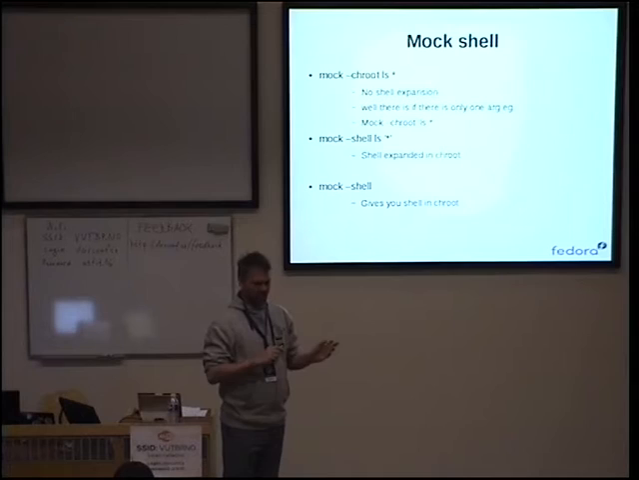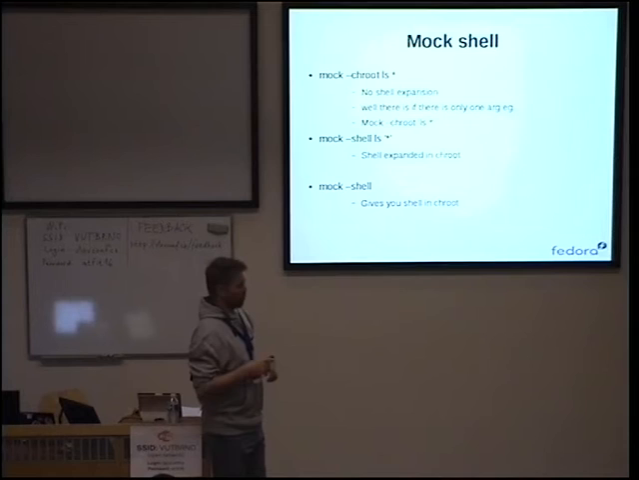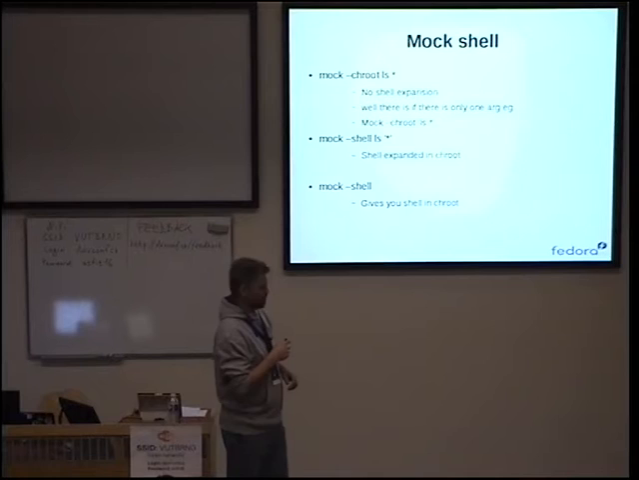So right now it behaves that root accepts parameters and does no shell expansion unless there is only one parameter, because of historical reasons, because people started yelling at me because it worked in the past and suddenly didn't work. So root doesn't expand the asterisk, while shell expands the asterisk inside of the root. Mock will expand that, while with the root option, it will not be expanded.